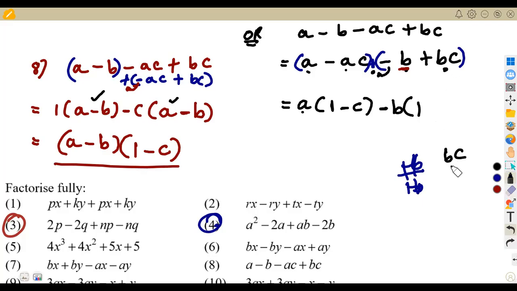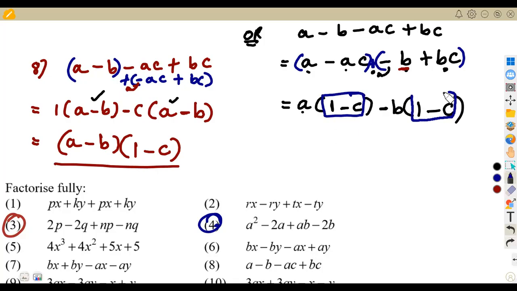BC, which is positive BC, divided by minus B in this case. You're going to have positive divided by minus, which is a minus. B and B will cancel, we remain with a C, but having a minus because you're dividing a positive and a negative. As you can see, we have got the same bracket, 1 minus C and also 1 minus C. So we can now factor out this common bracket of 1 minus C.